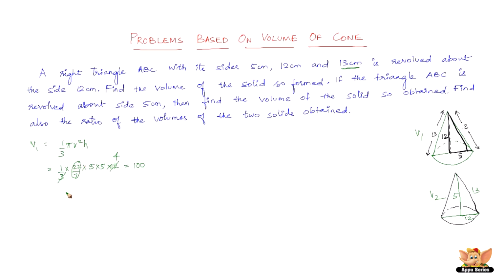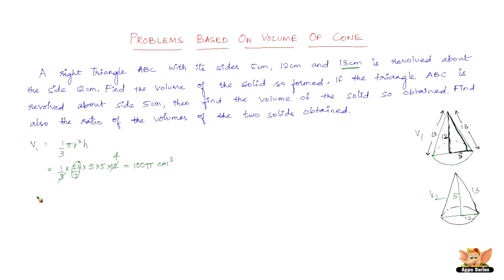Let us consider this 22 by 7 as just pi. So 100 pi centimeter cube. The reason I'm considering this as 100 pi is when we have to find the ratios, we eventually have to divide both the volumes here. So we can cancel the pi. So we don't have to complicate it by multiplying it with the expression.